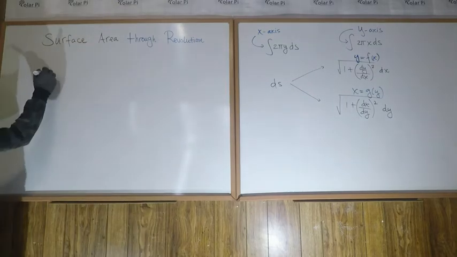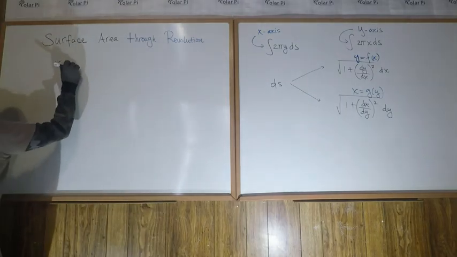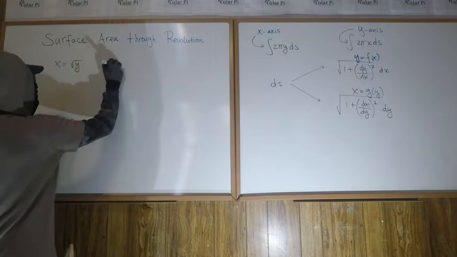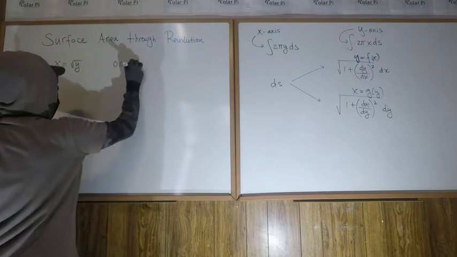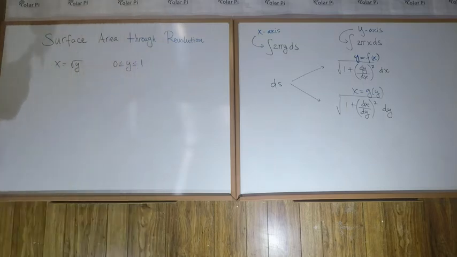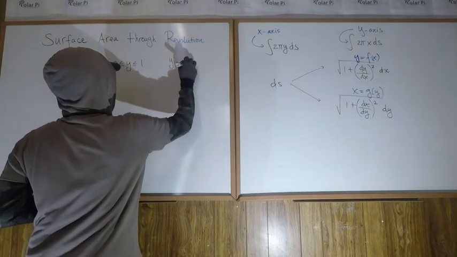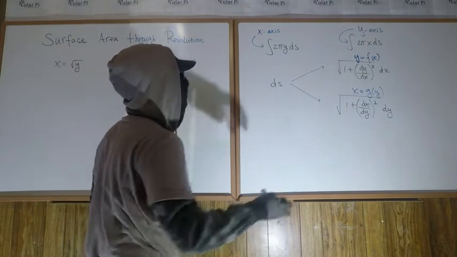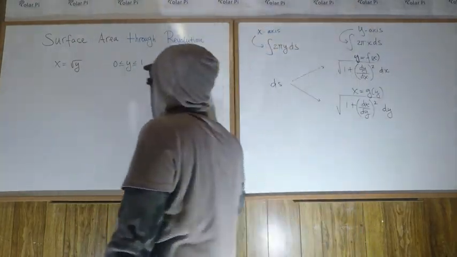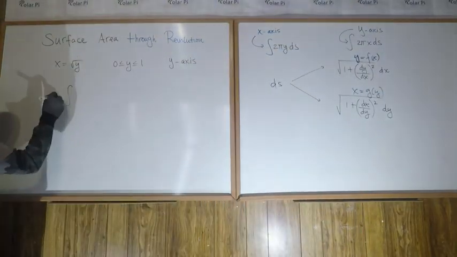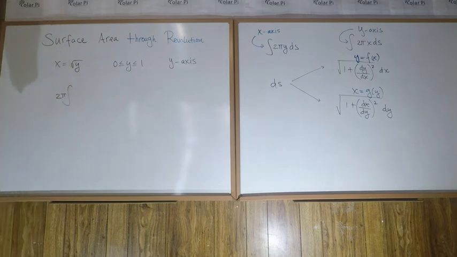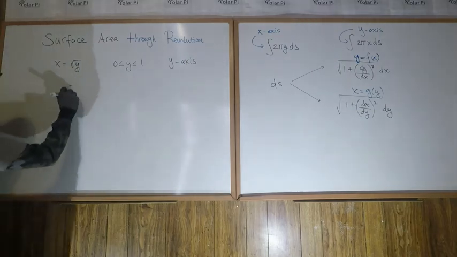Well, we go. The function is x equals root y, and we're considering 0 is less than or equal to y is less than or equal to 1, and this is about the y-axis. Okay, so immediately we see it's about the y-axis, so we've got to write that. So 2 pi, again, the 2 pi could be written in front of the integral, otherwise x ds.